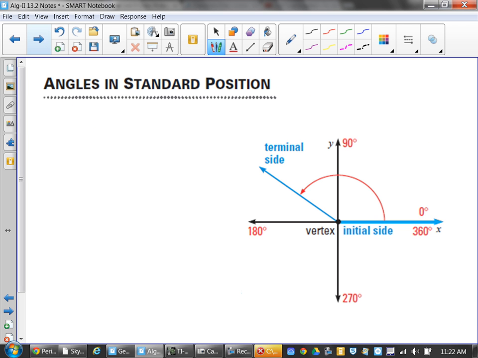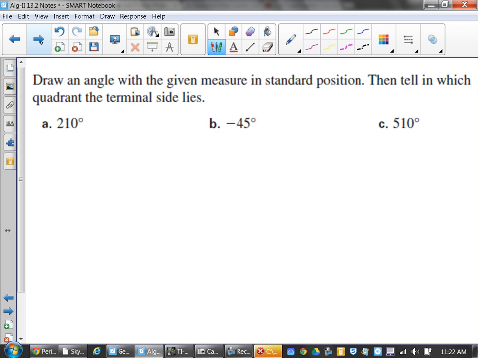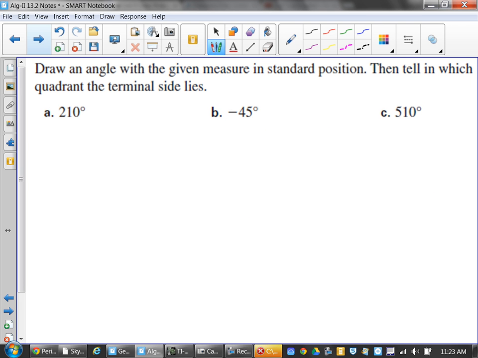All right. Like I said, terminal, initial, you don't have to worry about that. So let's look at these three quick examples: 210, -45, and 510. What I want to do here is draw them and place them in the correct quadrant. It doesn't say to talk about reference angle, but I want to get you in the mindset of always finding reference angles, because it's easier later. Okay? So if I'm going 210, what quadrant do you wind in? Third one.